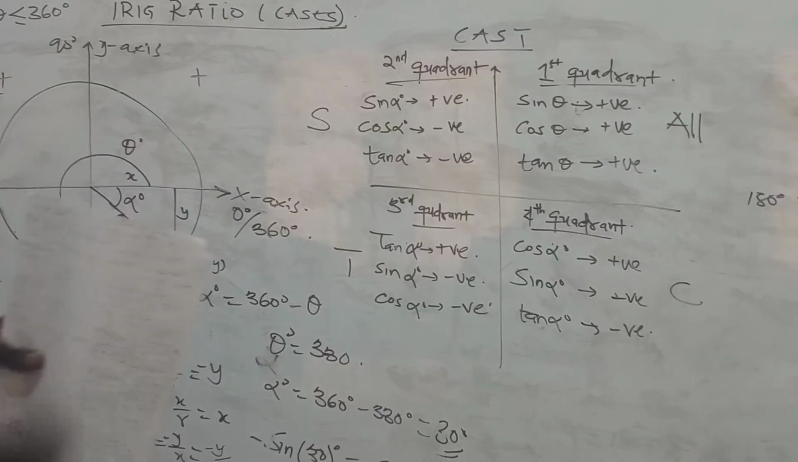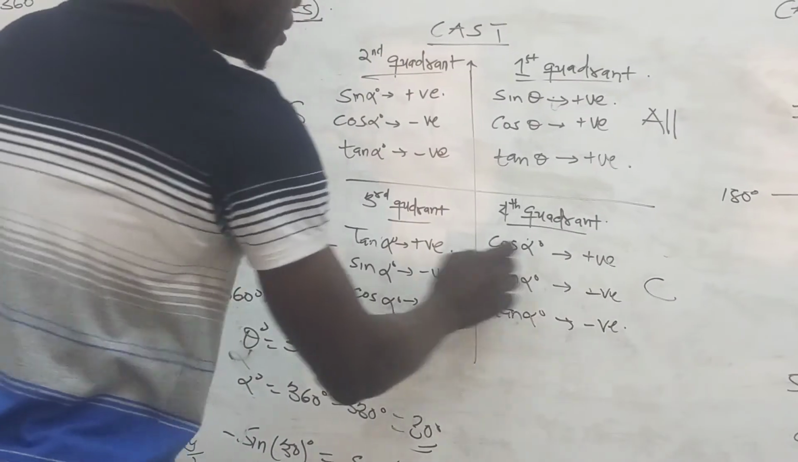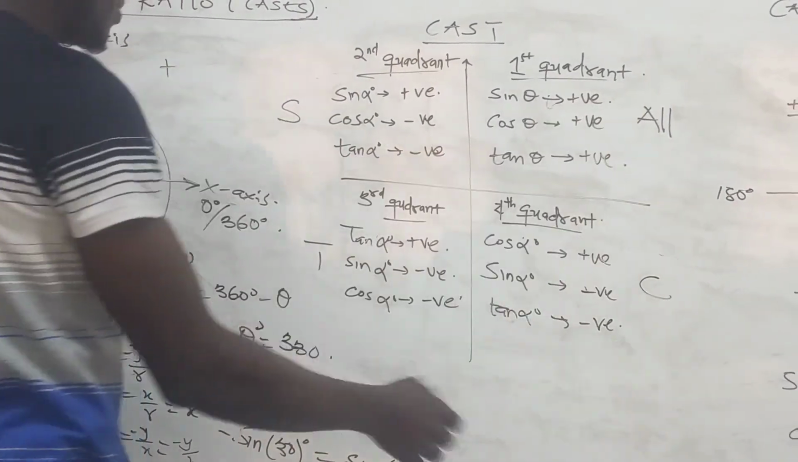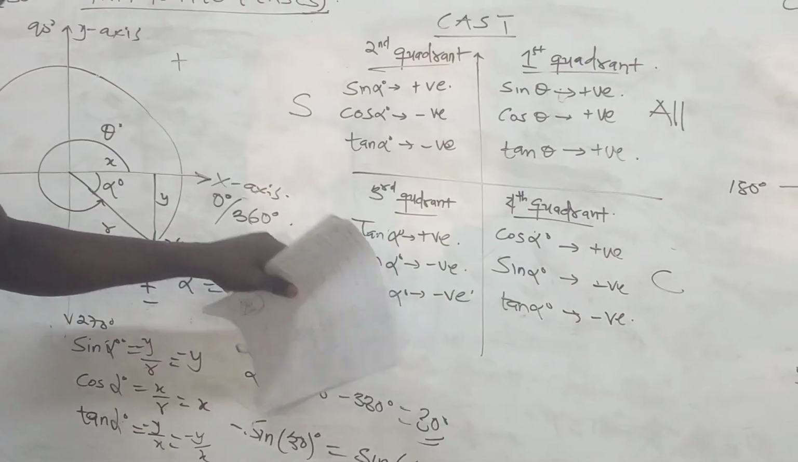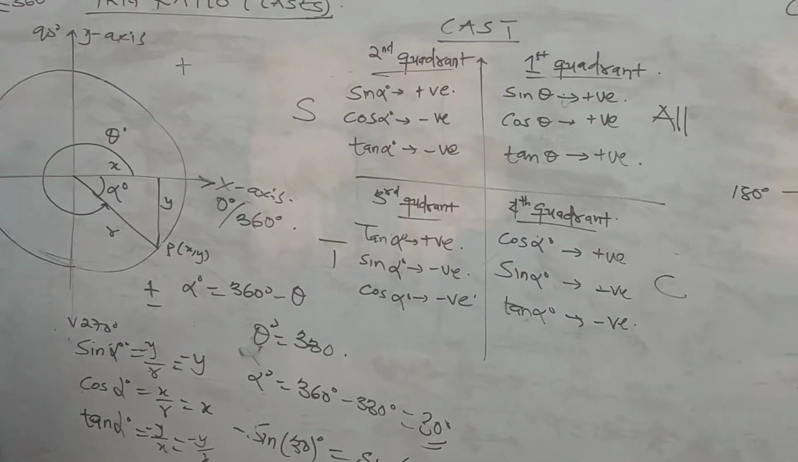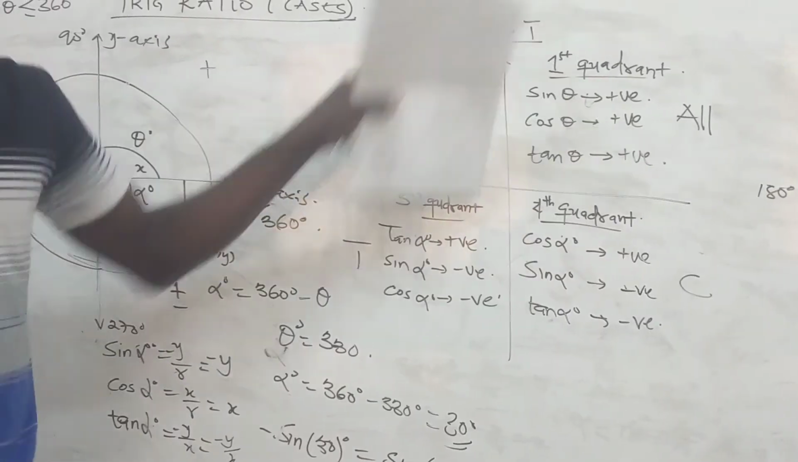So we basically use C to represent cos. All of them are positive in the first quadrant, sine is positive at the second quadrant, and tan is positive at the third quadrant. So that's what we refer to as CAST.